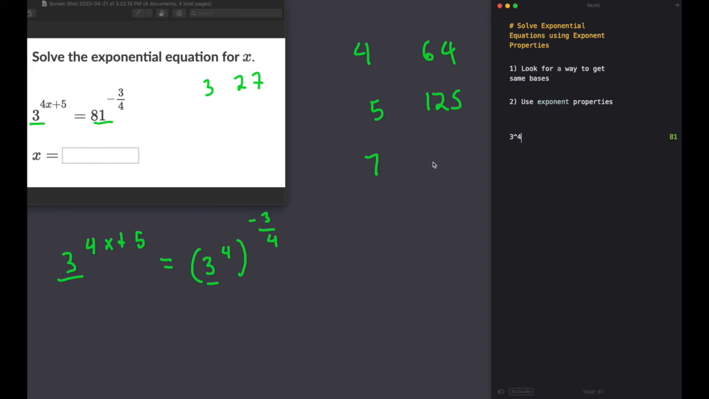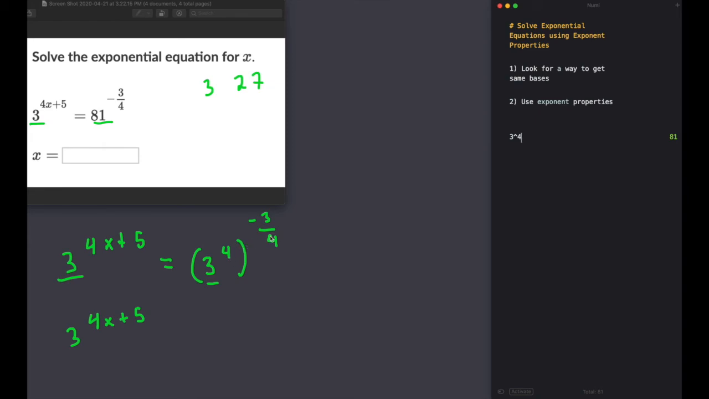Okay, so let's delete all of that and continue on with our problem. So we found that this was a base of 3, and we could rewrite this as 3 to the 4th raised to the negative 3/4. Now, before I try to solve anything more, I'm going to simplify this a little bit more. I want to make this just 3, not 3 to the 4th. So I'm going to leave this side alone again. So we're just going to say 3 to the 4x plus 5.